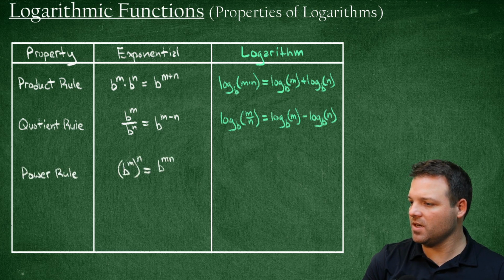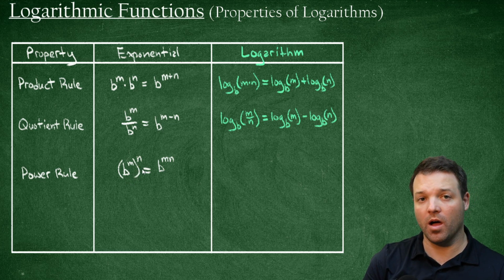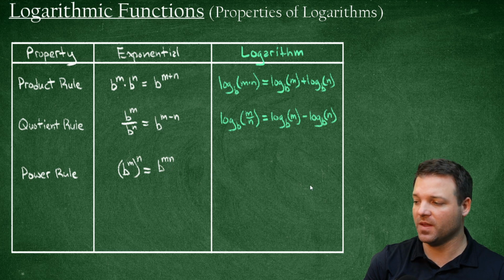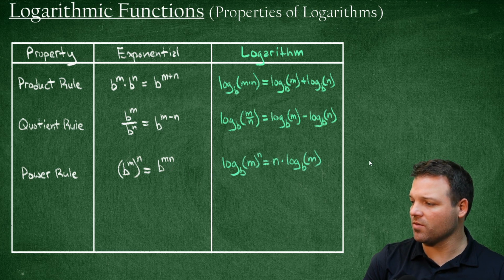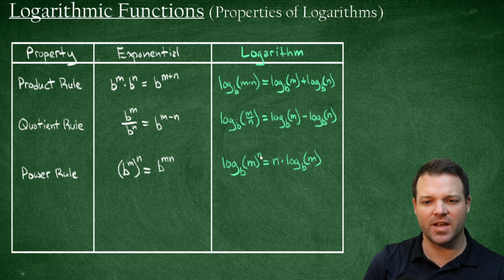All right, and then we have our power rule for exponents, which says that if I have b to the power of m all to the power of n, then that's equivalent to multiplying m times n, which is b to the power of mn. And so the equivalent logarithmic rule, or the logarithm power rule, is if I have log base b of m to the power of n. And actually it's really important to understand that it doesn't matter if n is inside or outside of these parentheses, just so you are aware, it is the same.